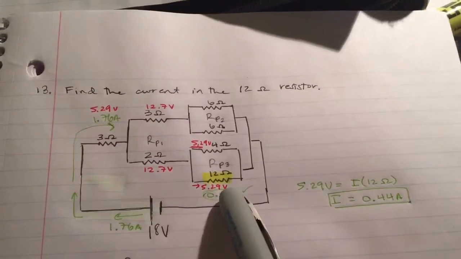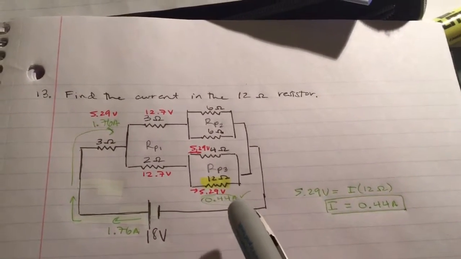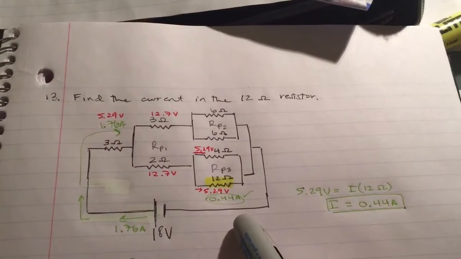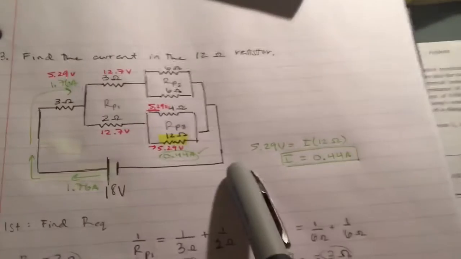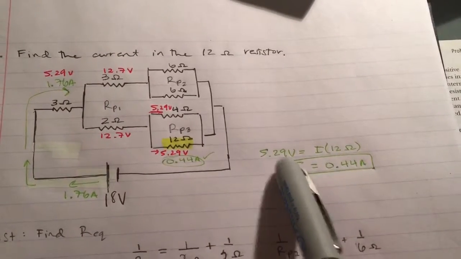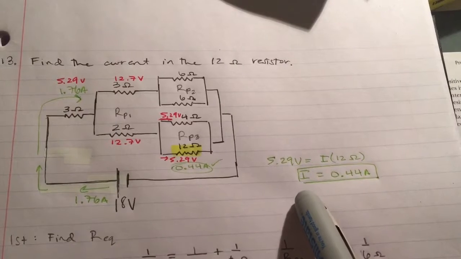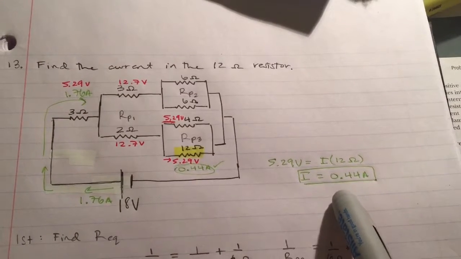Now we finally made it to the 12 ohm resistor, and we know its voltage and its resistance. So now we can solve for the current by doing 5.29 volts equals the current times 12 ohms. And finally we get that the current is 0.44 amps.